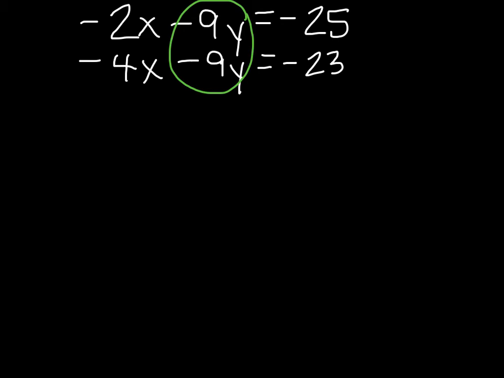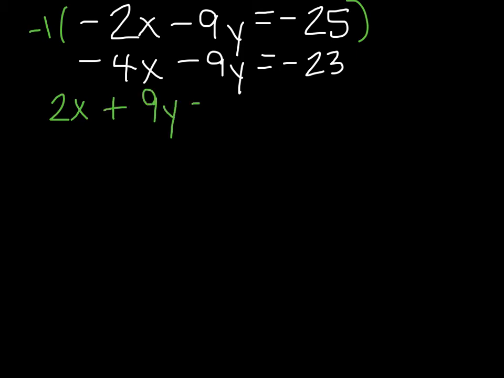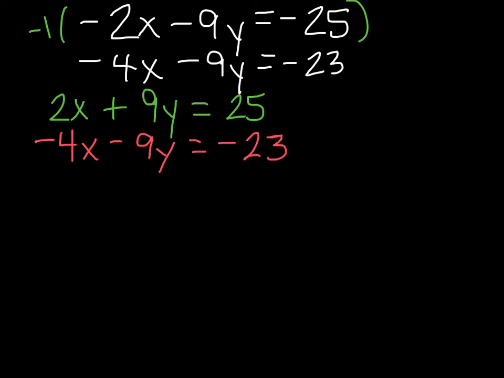those a positive 9y. So what I'm going to choose to do is just take my top equation. You can use either one and go ahead and run a negative through. So that becomes a 2x plus 9y equals a positive 25. Then I'm going to write my next equation underneath it, and it doesn't matter which equation you have on the top and which you have on the bottom, because all you're doing is combining like terms. So then we're going to go ahead and combine.